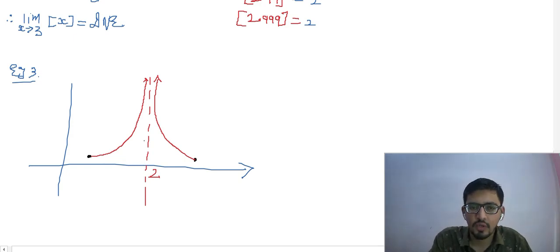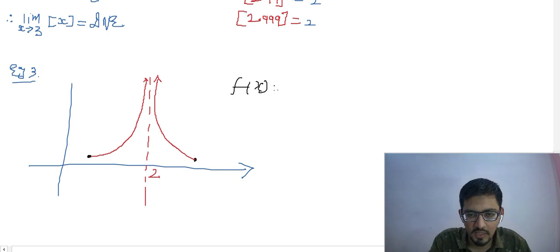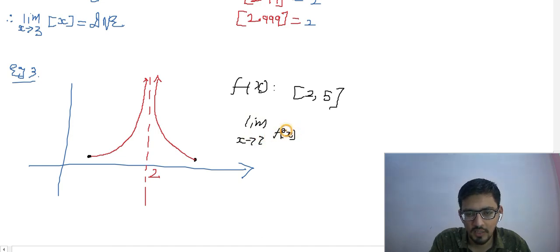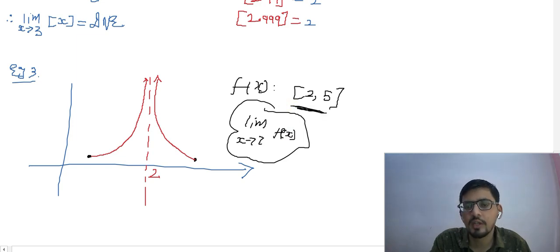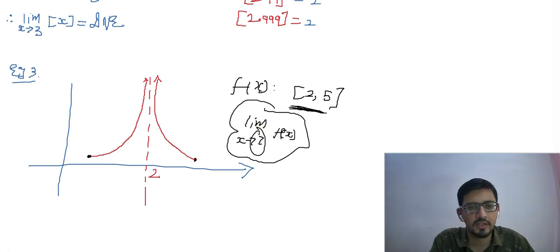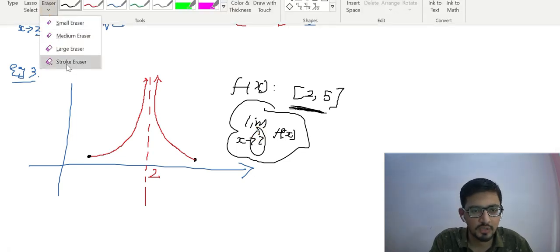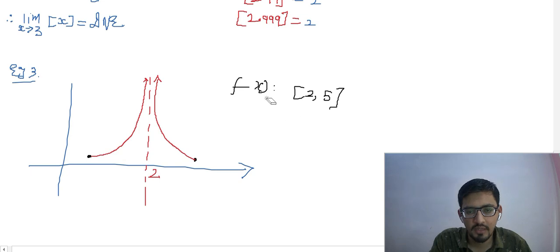And the second thing is whatever limit answer is coming, it should come within the domain. For example, if one function has domain 2 to 5, and I ask what is the limit x tends to 7 of f of x, this is pointless because the domain of this function is only 2 to 5. So there is no point of finding the limit x tends to 7. This also you should keep in mind very properly.